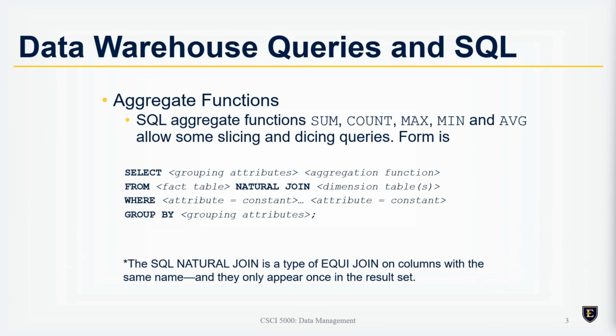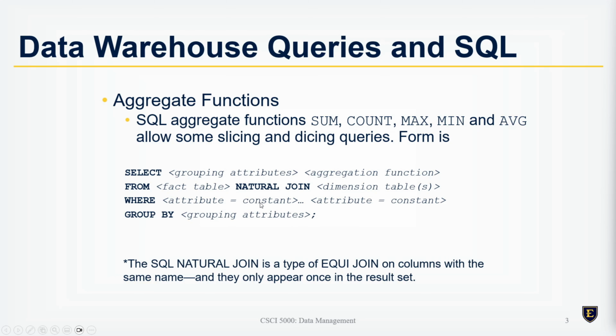We know that we have aggregate functions in SQL, and those aggregate functions include things like sum, count, max, min, and average. And that allows us to do some slicing and dicing. The form of doing this is select with grouping attributes and the aggregate function from a fact table and then natural join the dimension tables, where the attribute equals a constant, the attribute equals a constant, and so forth, grouped by the grouping attributes. Notice here that I've used natural join.